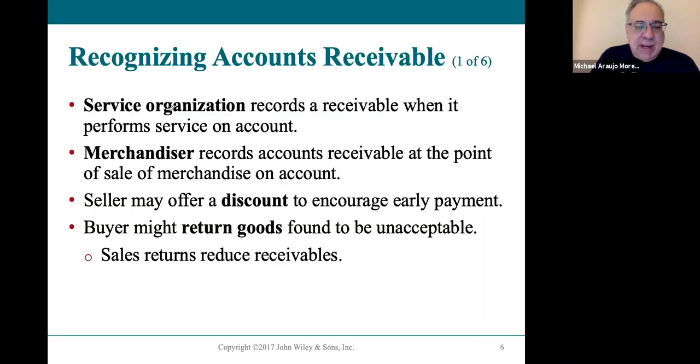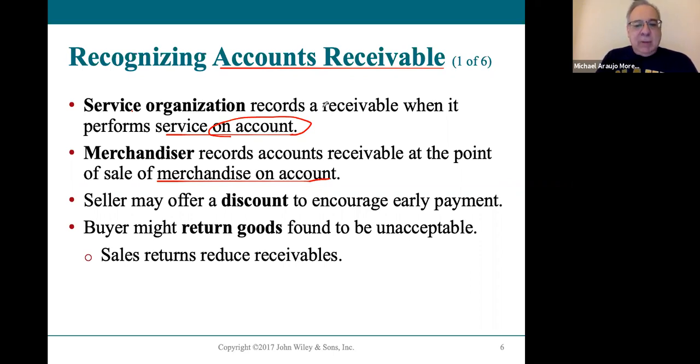So receivables are recognized when you either perform a service on account, if you're a service organization, or you sell merchandise on account, if you are a merchandiser. And basically, again, you would normally do this for other business customers. It would be very unlikely to do this for folks like you and me. But anything that is sold on account basically sets up a receivable for the business who sold it.